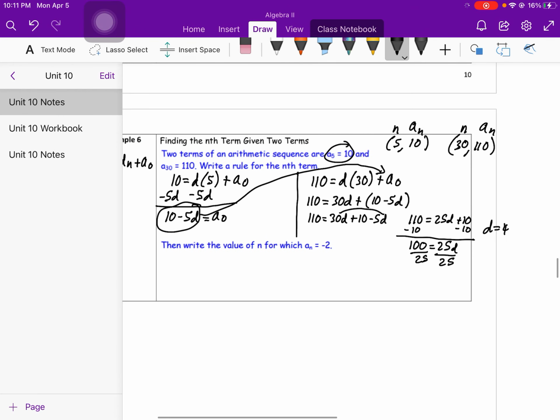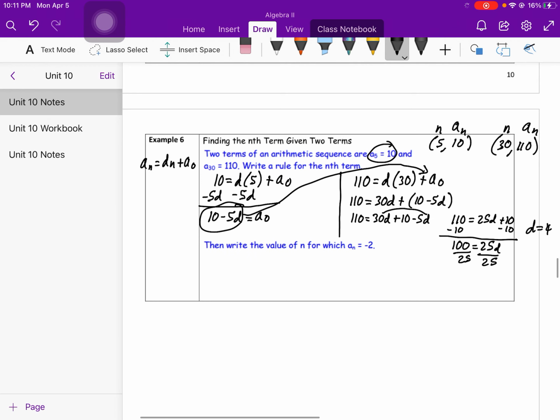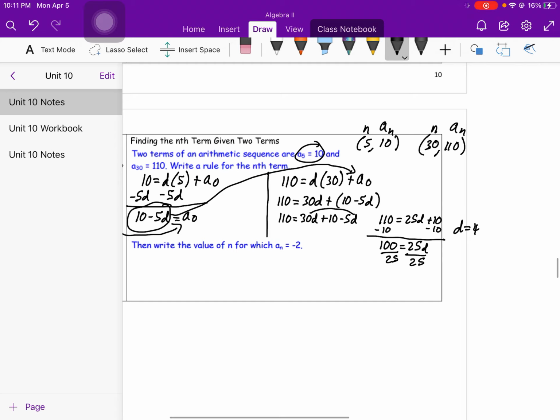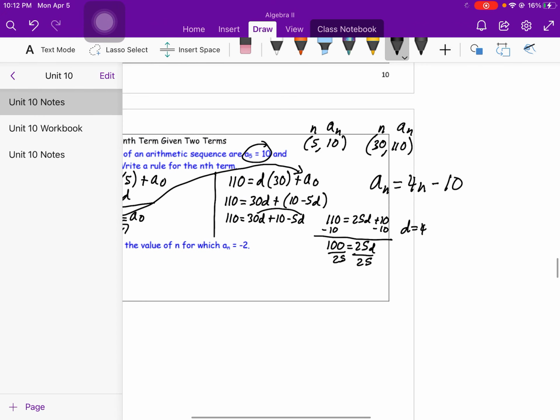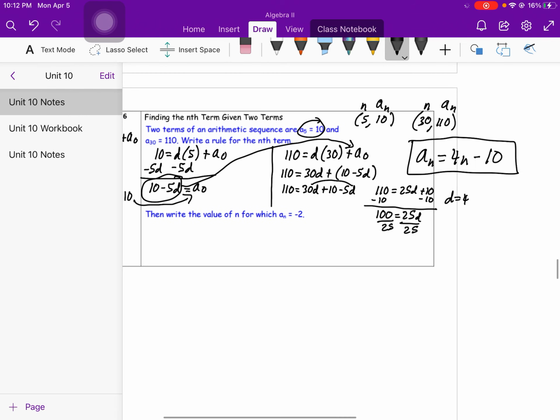And then we got to plug that back in to solve for a of 0. So off on the left-hand side, I would do 10 minus 5 times 4. 10 minus 20 is going to give us negative 10. So that's what a of 0 is. So then the general rule is going to be a of n equals 4n minus, we got negative 10. Or you can put it as plus negative 10, same thing. But that's the general rule.